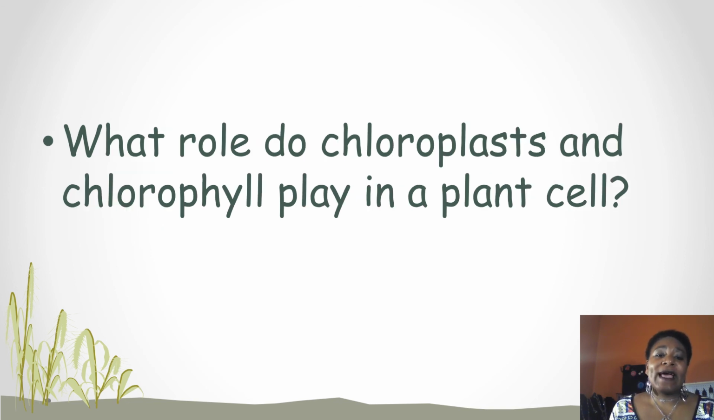What role do chloroplasts and chlorophyll play in a plant cell? Think about this one for a moment. Chloroplasts are the structures in plant cells where food is made. They contain chlorophyll. The chlorophyll traps and uses energy from sunlight. What did you say?